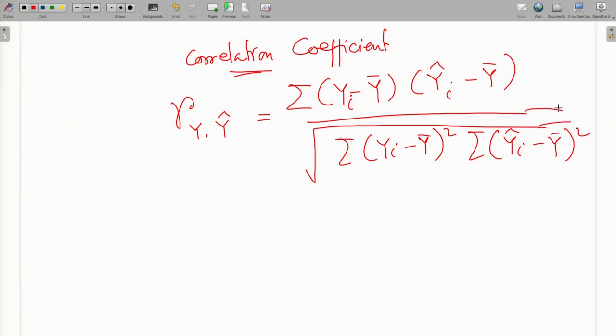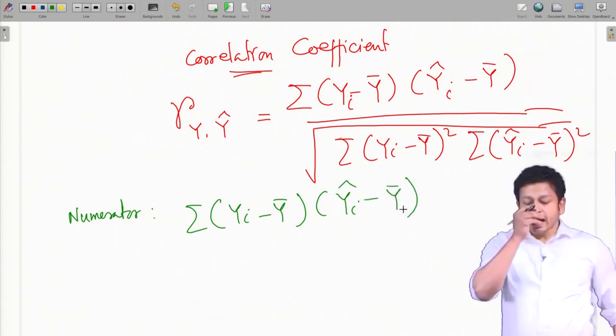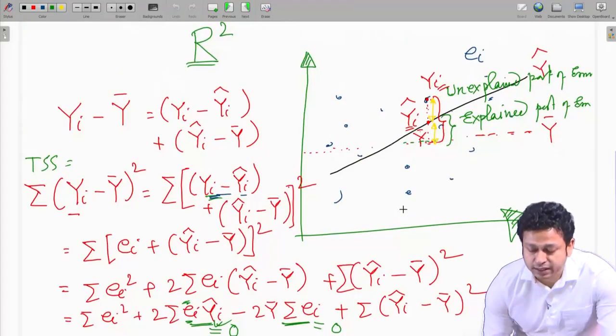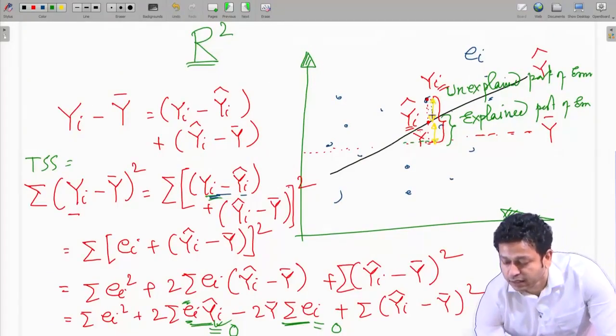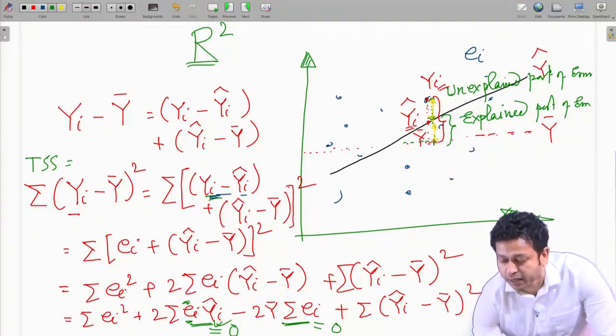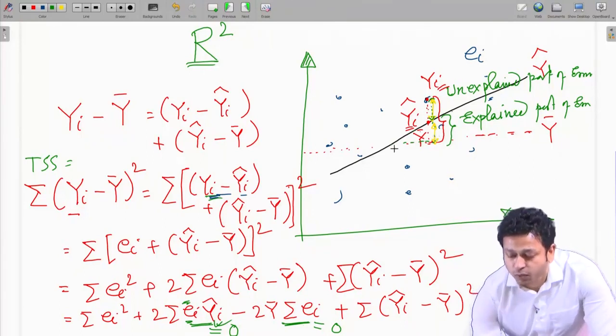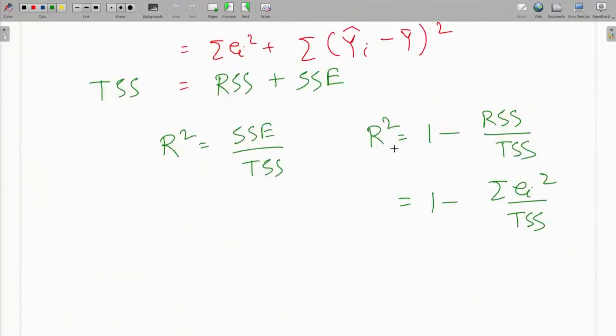So, that is coming from the definition of correlation coefficient. Now, let us work with the numerator first. The numerator goes like this: it is equal to summation of (yi minus y bar) into (yi hat minus y bar). Now, I am going to use the same concept and notations that I used here. I am going to use this term as e, and I am going to divide this yi minus y bar as ei plus (yi hat minus y bar). Okay, so let us just do that.